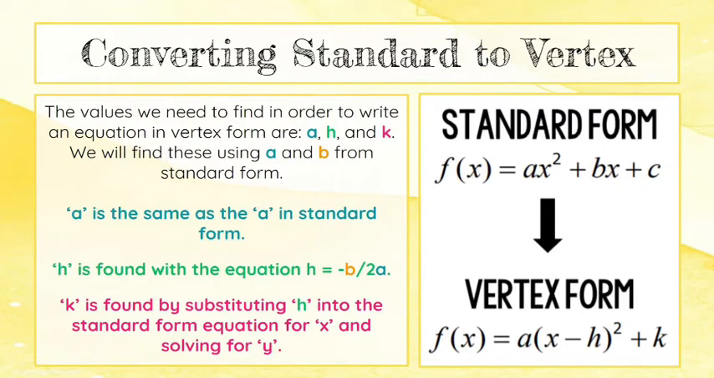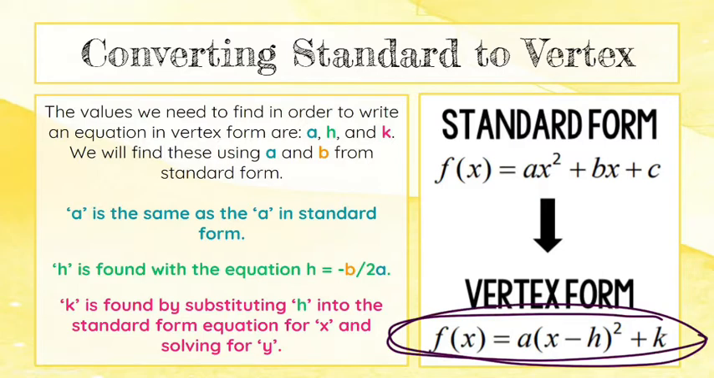So you should write this down somewhere. Notebook is fine, the margins of your paper, whatever makes you happy. But these are the steps that we are going to use. So in order to write an equation in vertex form, we need to know A, H, and K. So that's, you can see here, this is what vertex form is.